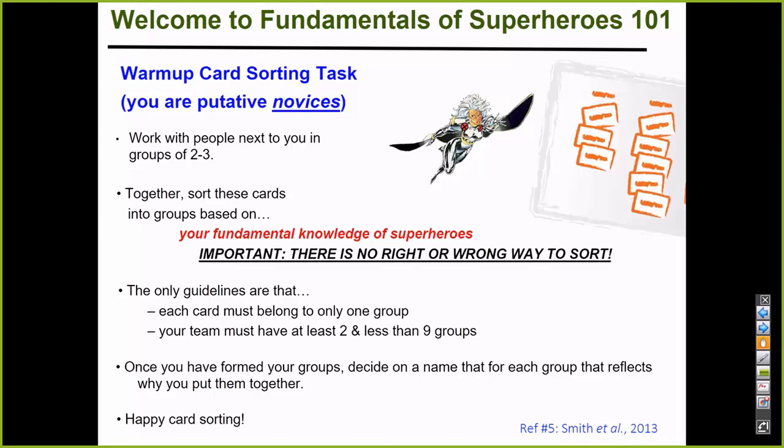Sort them into categories. You get to make up whichever category you'd like based on your fundamental knowledge of superheroes. There is no wrong or right way to do this. Okay? So each card must belong to only one group. So you can't have Storm be in two groups. She has to be in her own. And yeah, so I think you get it. So go ahead. I'll give you like 3 or 4 minutes.